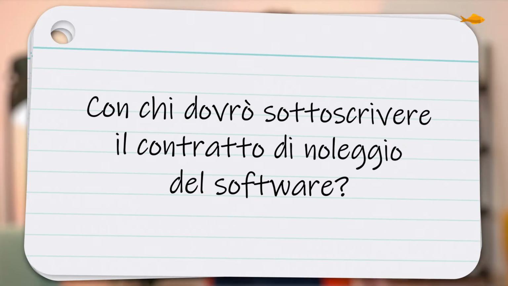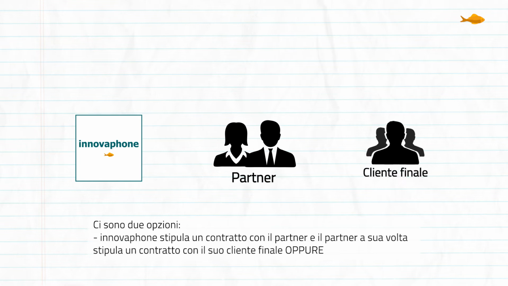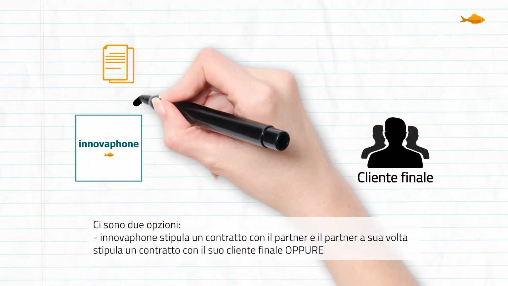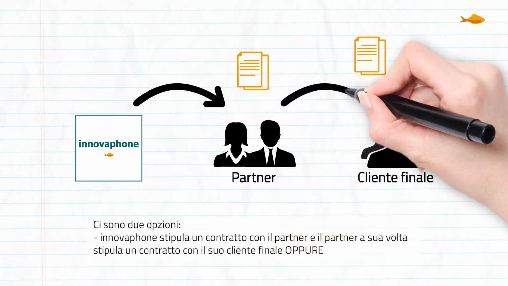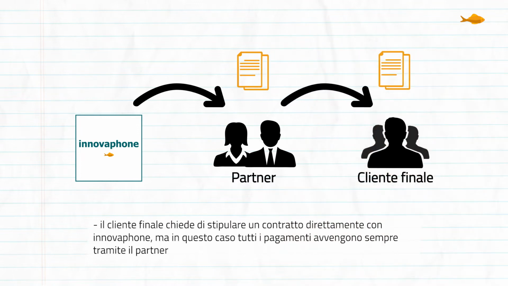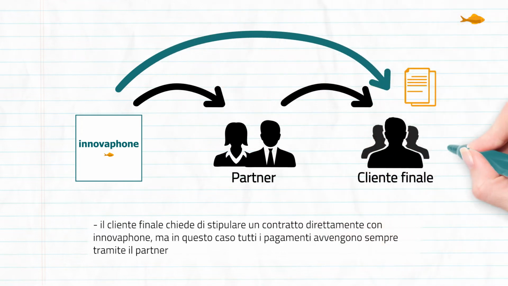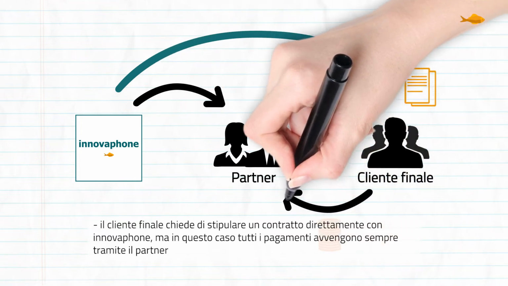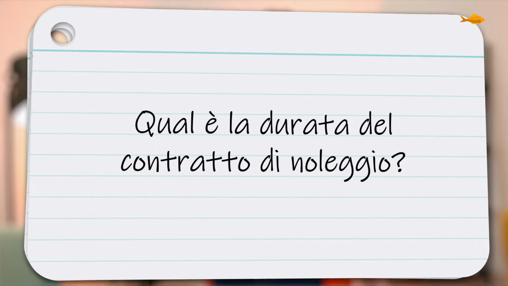With whom do I close the software rental contract? There are basically two options that you can choose. Either innovaphone concludes a contract with the partner and the partner then concludes a mirrored contract with its end customer. Or, if desired, a contract can also be concluded directly between innovaphone and the end customer, with ongoing payments always flowing through the partner.